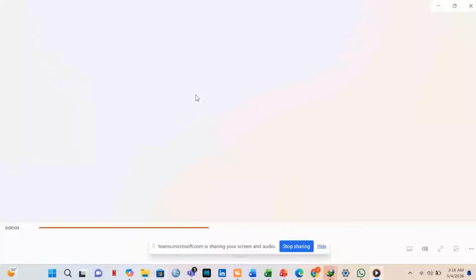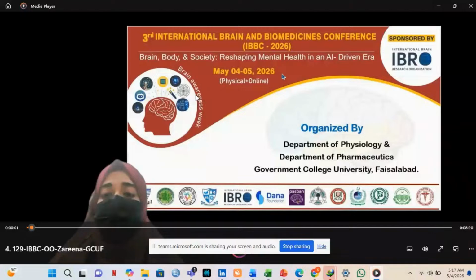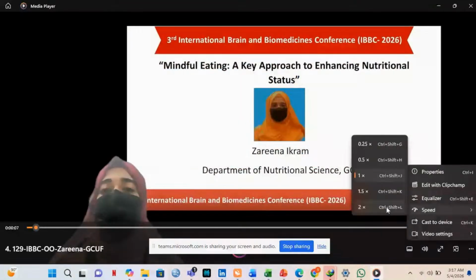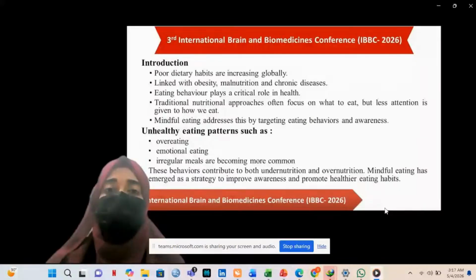Enhancing nutritional status. First of all, introduction. Poor dietary habits are increasing globally. They're linked with obesity, malnutrition and chronic disease. Eating behaviors play a critical role in health. Traditional nutrition approaches focused on what to eat, but less attention is given to how we eat. So mindful eating addresses this by targeting eating behaviors and awareness.